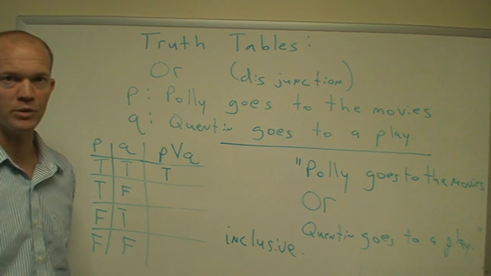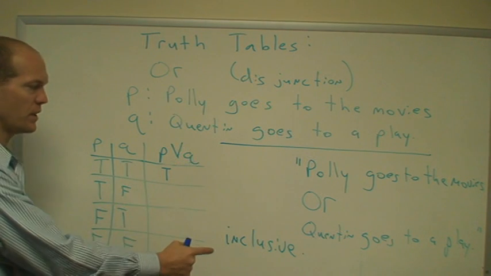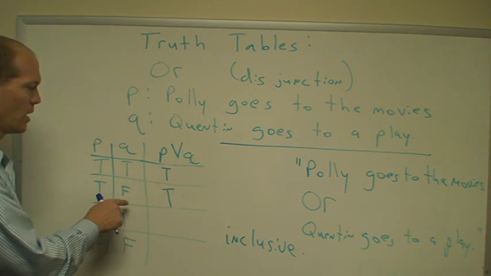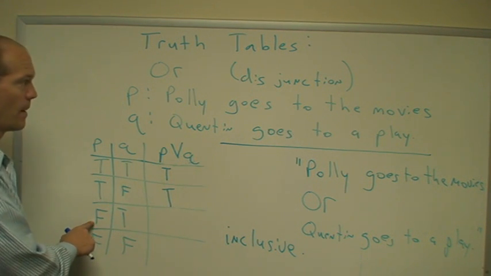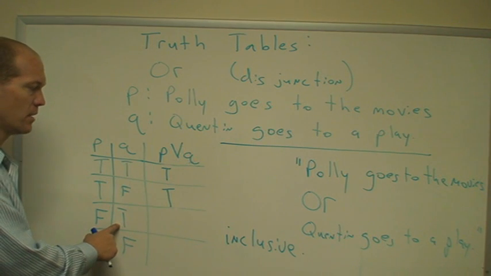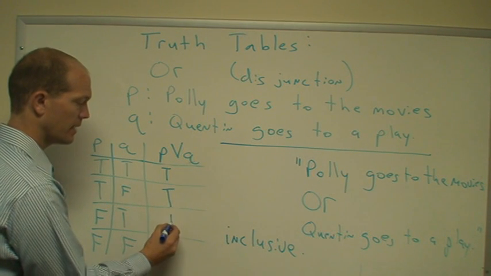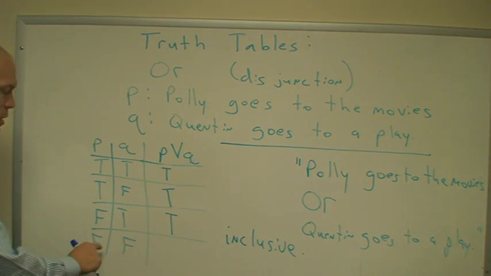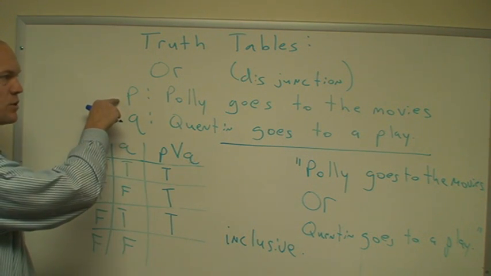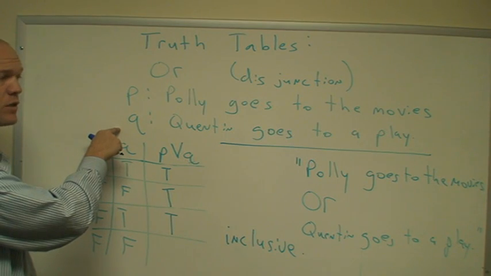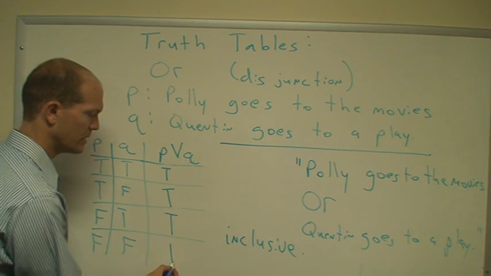Which really leads us to being able to fill in the rest of the truth table. If P is true, Polly did go to the movies, well, at least one of the things was true. It's already true here. The fact that Q is false does not change the overall truth value of P or Q. Here, Polly didn't go to the movies, but Quentin did go to a play. Well, at least one of those things happened, so the statement Polly goes to the movies or Quentin goes to a play is also true. In the last row, we're considering the case where P is false and Q is false. Neither of those things happened. The statement Polly goes to the movies or Quentin goes to a play is false.